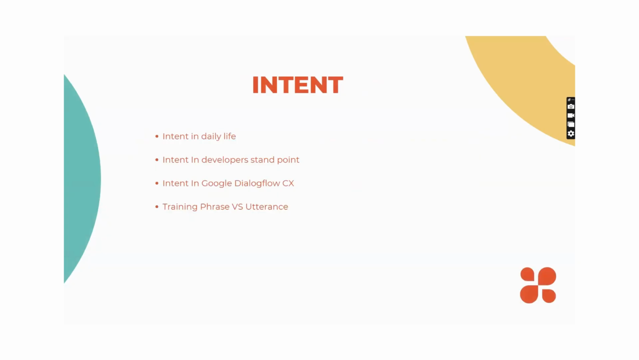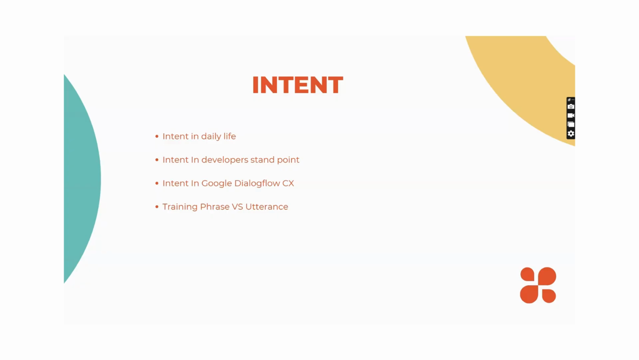So let's try to understand intent in three contexts: intent in daily life, intent from a developer standpoint, and then intent from a Google Dialogflow CX standpoint. Intent in daily life basically refers to what someone wants to do or plans to do. For example, if a customer visits a showroom and tells the executive, I'm looking for a fancy car, here the intention is to buy a car.